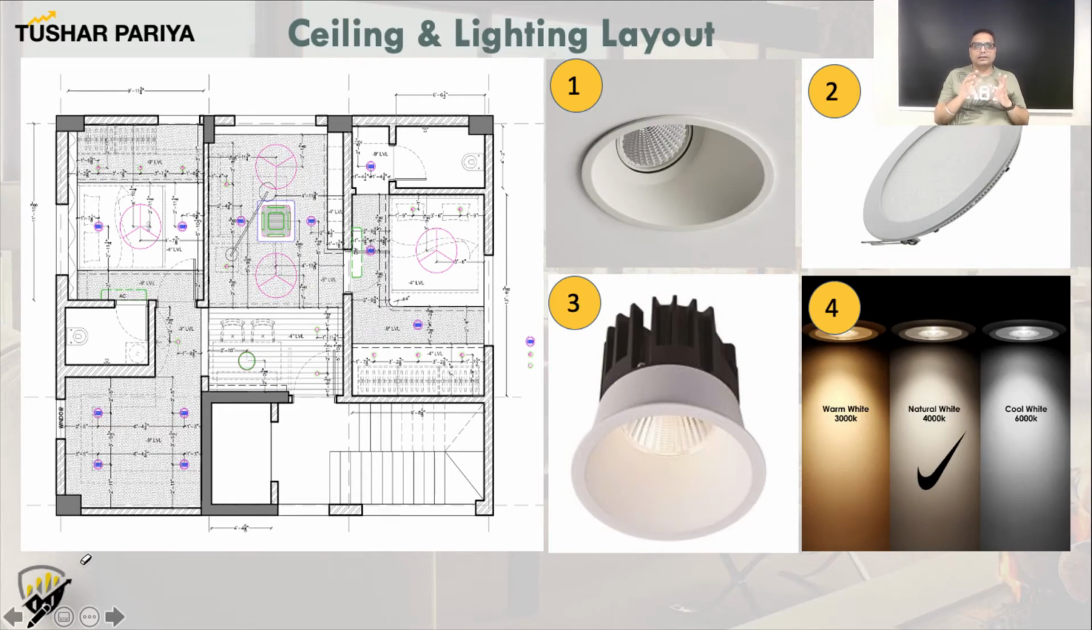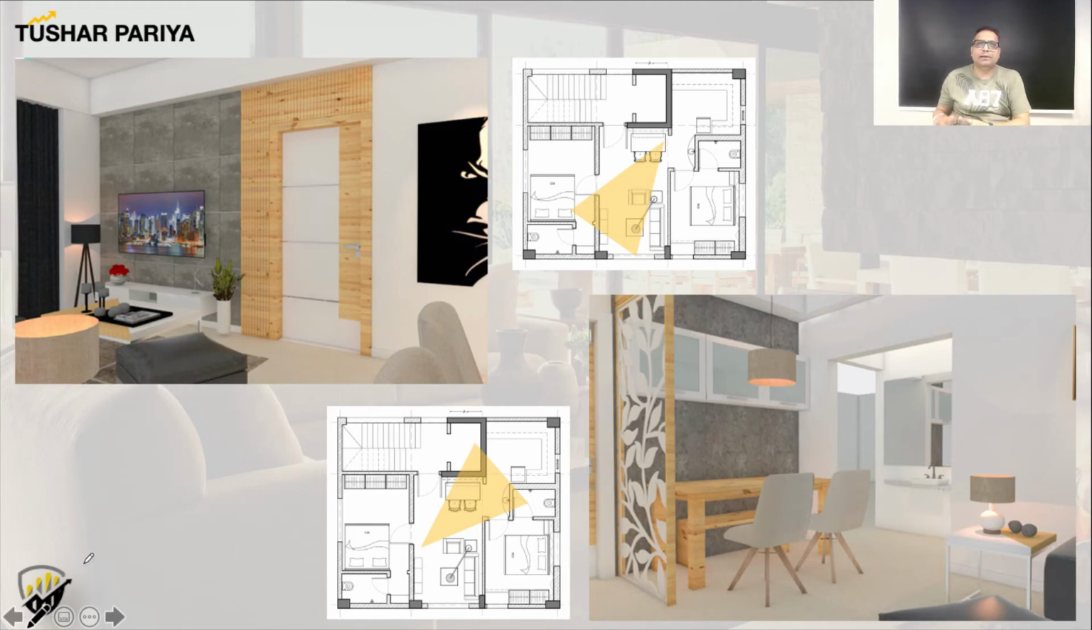So this is how the lighting and the layout is done. Now the entire furniture layout is done, the false ceiling design is done, and your lighting is done. Now it is time when you start doing the 3D views. So this is the same layout. You can see the same layout is used, and the yellow part that you see is showing you the cone of perspective.